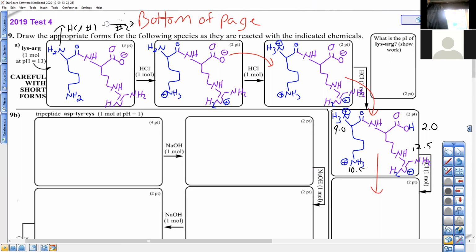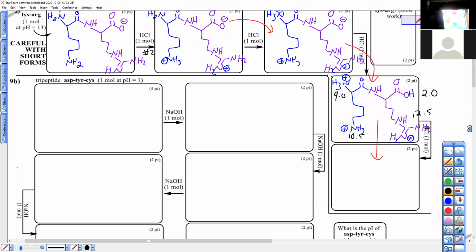HCl number 1 is on the bottom of the page. We already had this one. That's HCl number 2. I'll put a number 2 reminder here. And the question now that remains is, how do you do pI on this molecule?